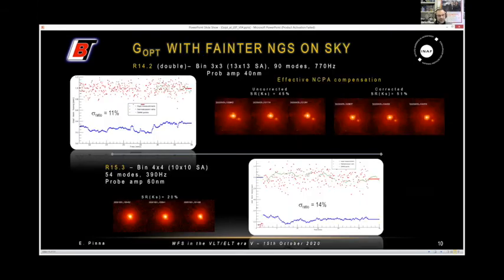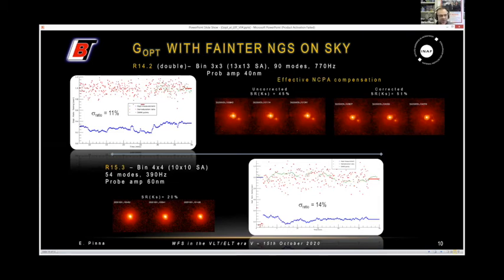Then we went on sky. I think I'm short in time, but I will try to conclude quickly. Here we have an NGS of R14 that is a double, but the companion is faint, so it was not disturbing our measurement. Here you can see that the standard deviation of the ratio was about 11%, so it was working pretty well. The DIMM was not always present here, but the seeing was around one arcsecond along the line of sight.